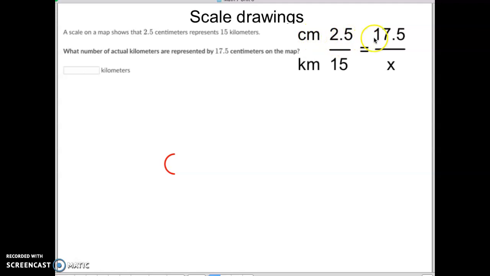We'll put our centimeters on the top, and our kilometers on the bottom. We know that 2.5 centimeters represents 15 kilometers. So the question becomes, how much would 17.5 represent? You can take 17.5 divided by 2.5, and you would know that our scale factor is 7. So this number is 7 times bigger than this number, which means we need to know what number here is 7 times bigger than 15. 15 times 7 is 105. That would be our answer for that one.